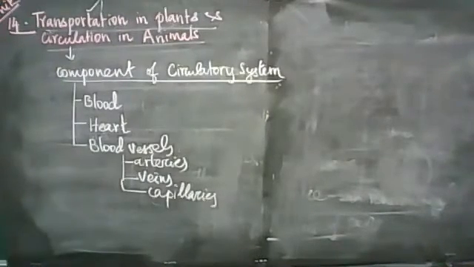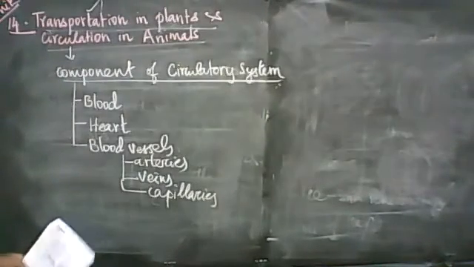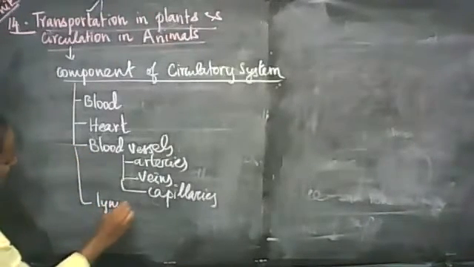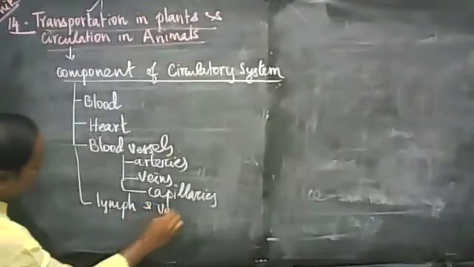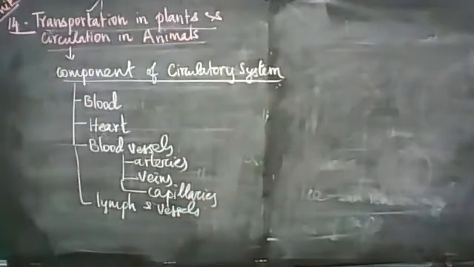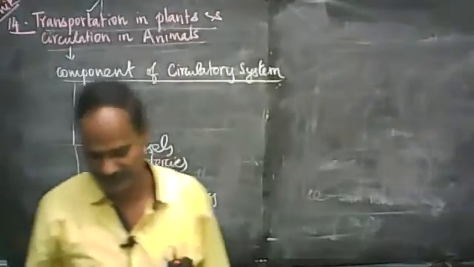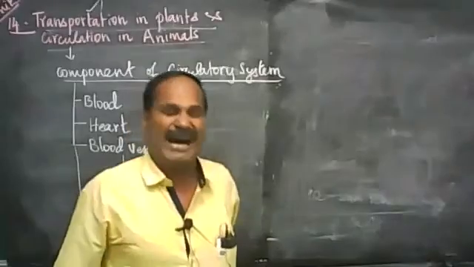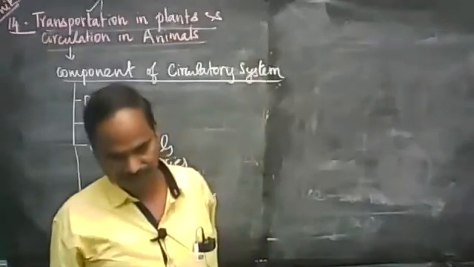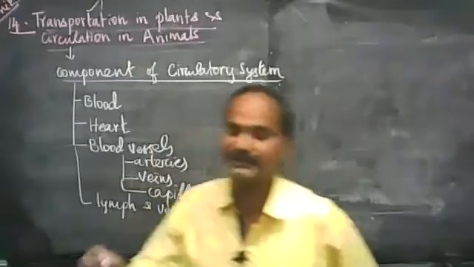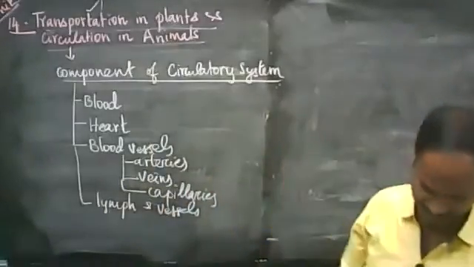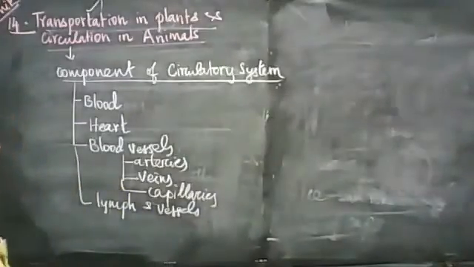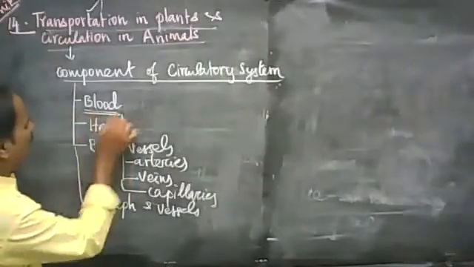Then this is followed by lymphatic vessels, or lymph vessels. Lymph and its vessels. These are all the components of circulatory system. The term circulation was first coined by William Harvey in 1628. One more question: who coined the term circulation first? William Harvey in 1628.